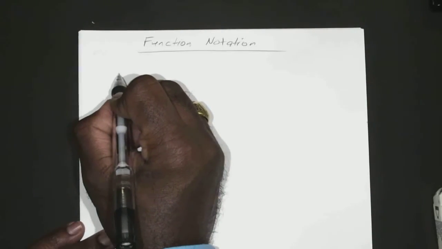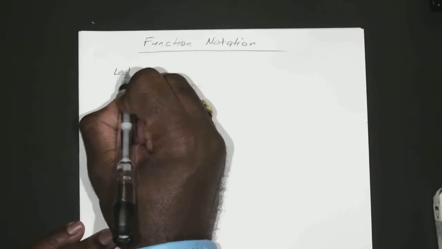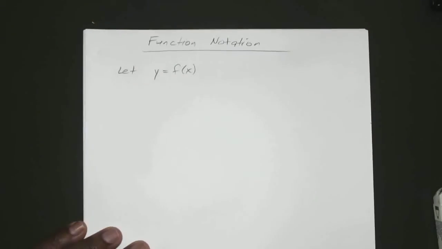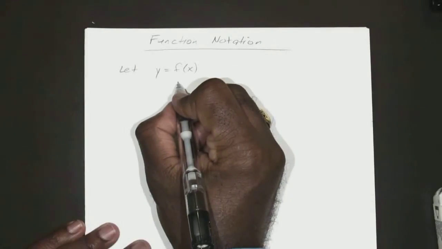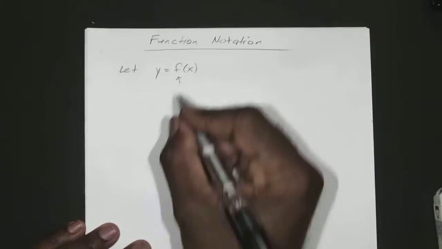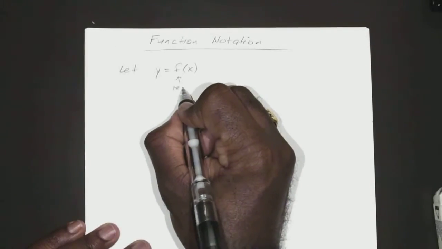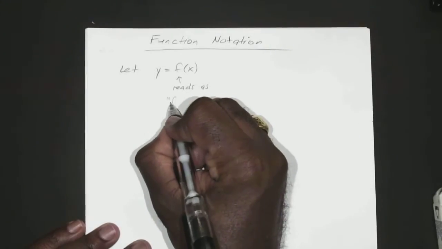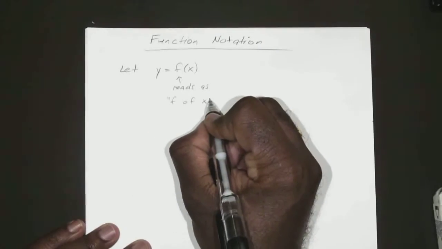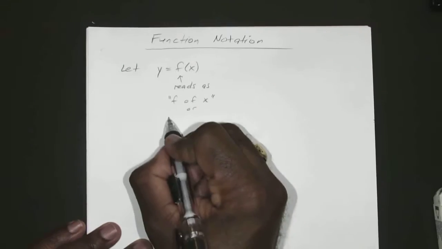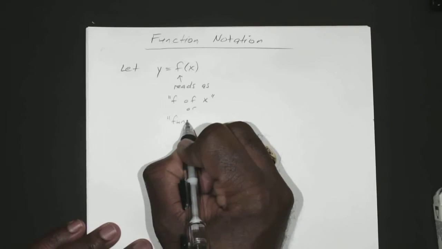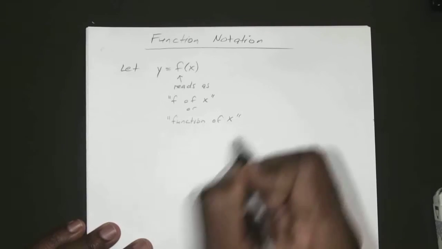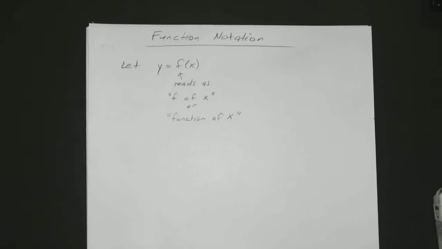Okay, so function notation will let y equal f of x. So this reads as f of x or function of x. Either way, you'll hear both ways.